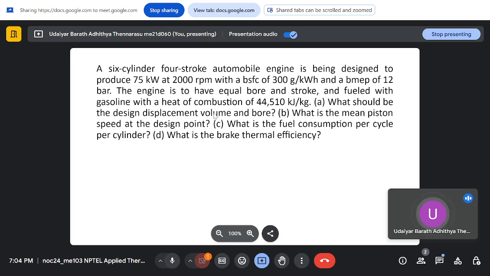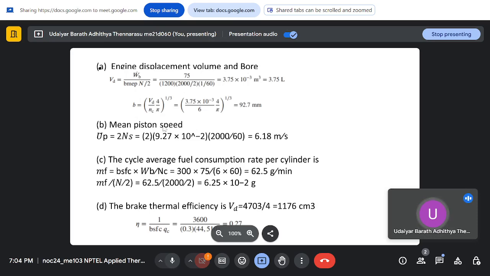What is the fuel consumption per cycle per cylinder? What is the brake thermal efficiency? So we will see how to solve this. So engine displacement volume and bore. So your brake power is nothing but your mean effective pressure into displacement volume into speed.